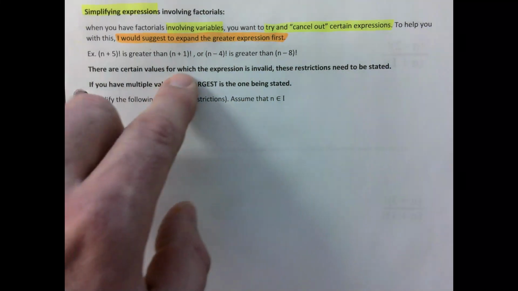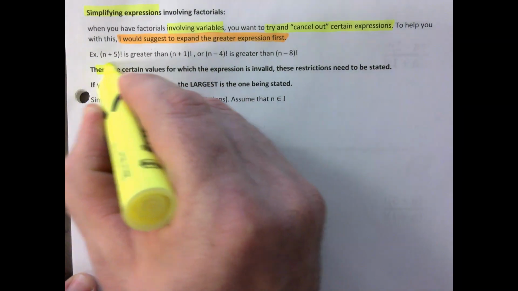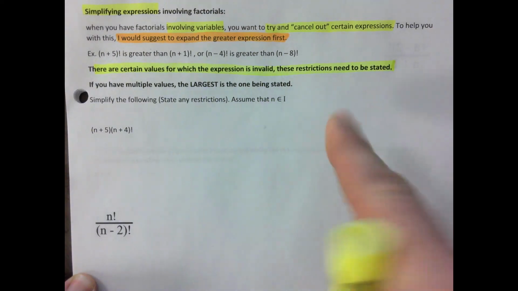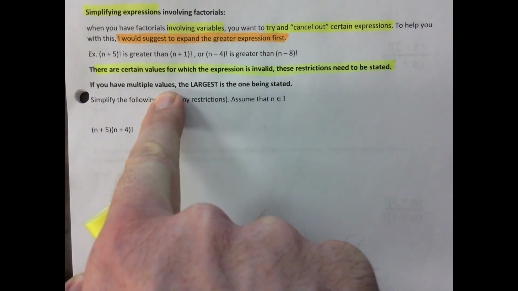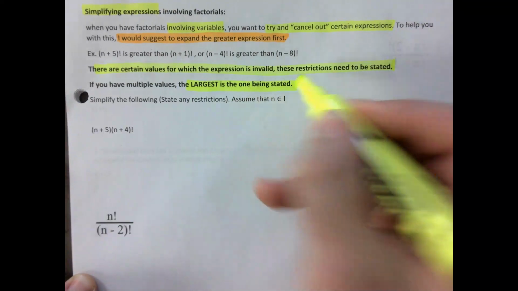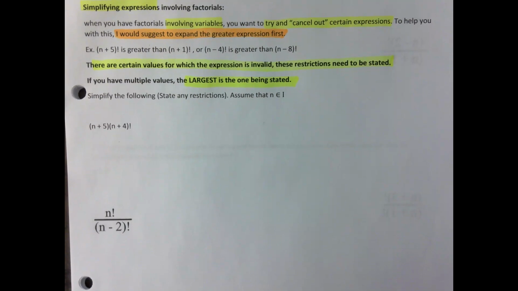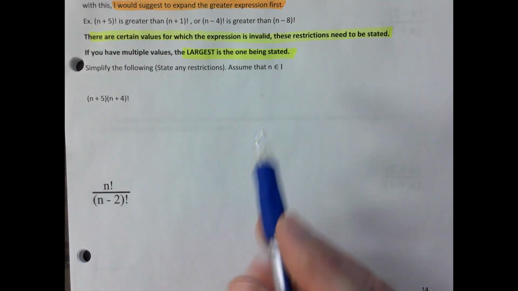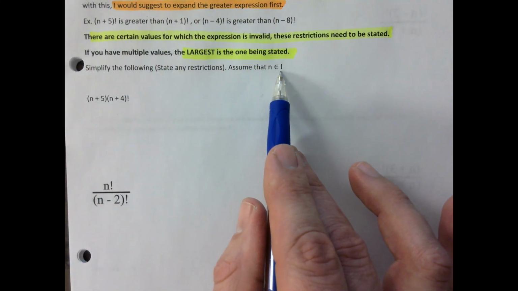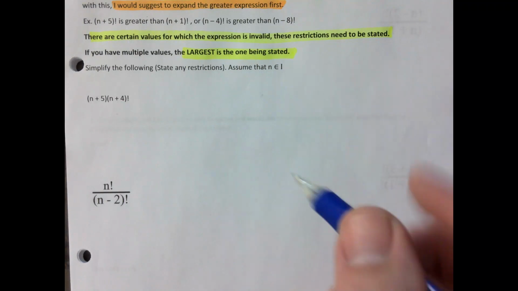There's certain values for which the expression is invalid. So these restrictions need to be stated. I will usually ask you to state any restrictions. If you have multiple values, the largest one is the one that I want you to state for sure. And if that doesn't make sense to you, just hold on a bit. I will simplify the following. State any restrictions. Assume that n is part of the integer numbers. Only integers work for n, no decimals. That's what that is saying.